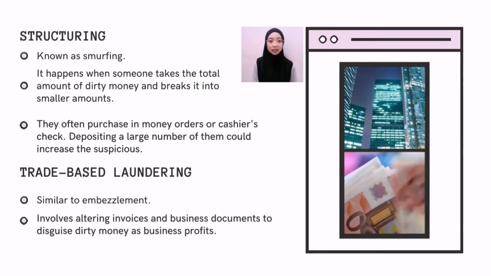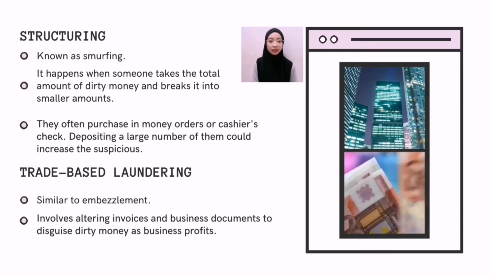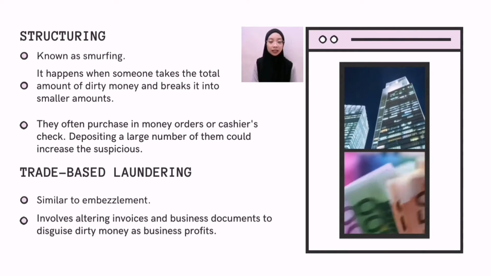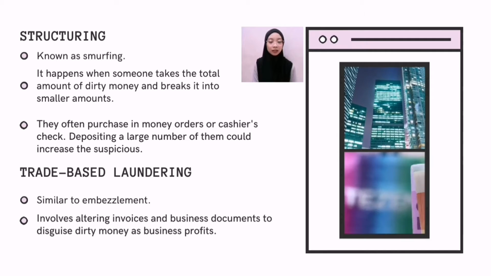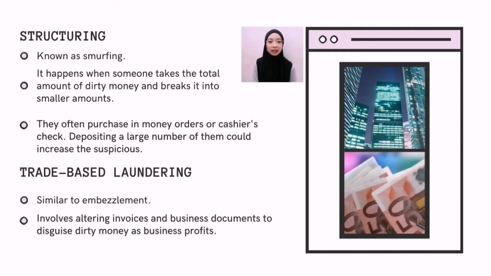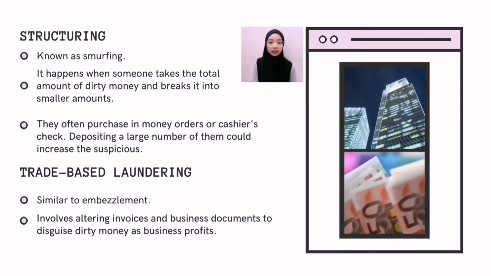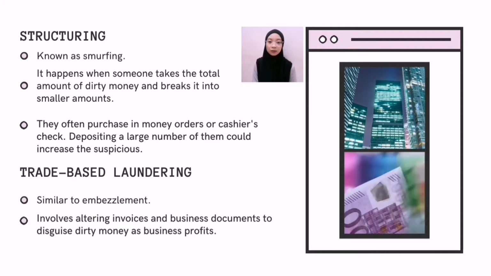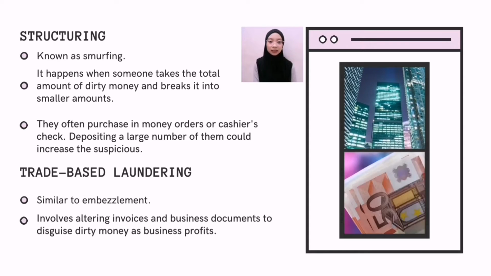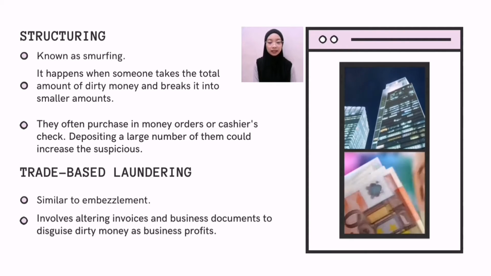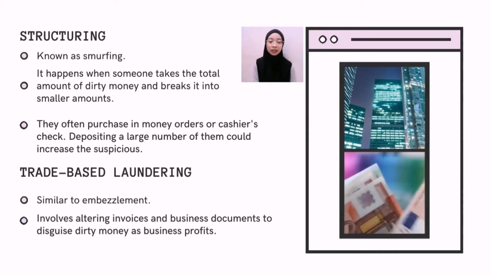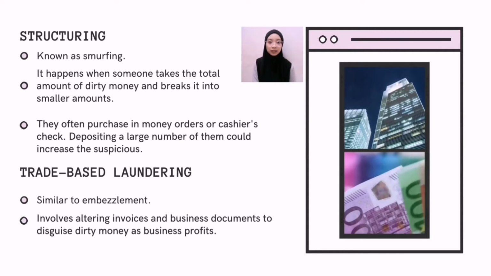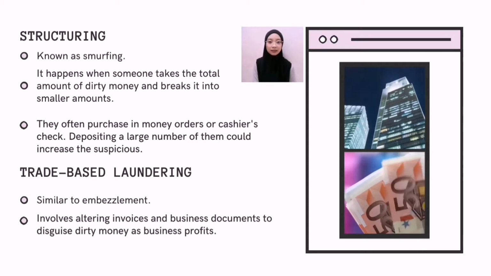Number 1 is structuring. Structuring is also known as smurfing. It happens when someone takes the total amount of dirty money and breaks it into smaller amounts. They often purchase money orders and cashier's checks. Depositing a large number of them can also be suspicious. Number 2 is trade-based laundering. It is similar to embezzlement. It involves altering invoices and business documents to disguise the dirty money as business profit.